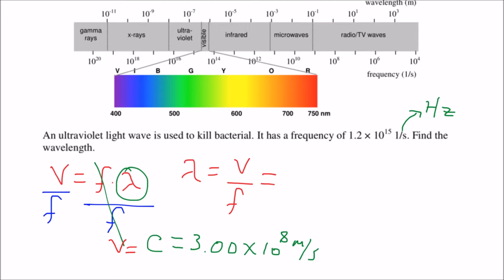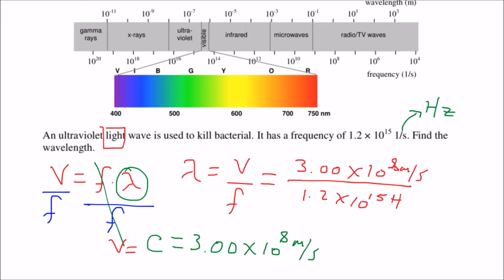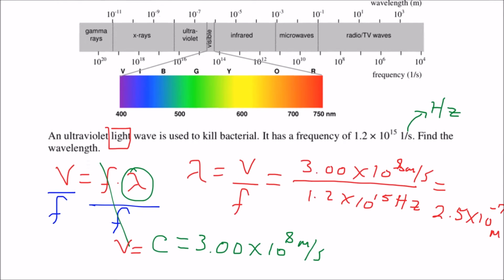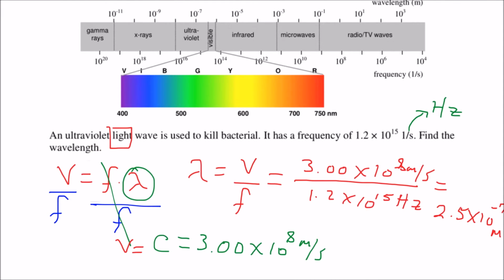Alright, so we can just plug our numbers in now. We're going to put in the speed of light since we're talking about light. Okay. And we're going to put in the frequency that they gave us up in the problem. And then we'll just do our division. And we come up with 2.5 times 10 to the negative 7th meters, because meters is the unit for wavelength right here. Okay, let me move that back over.